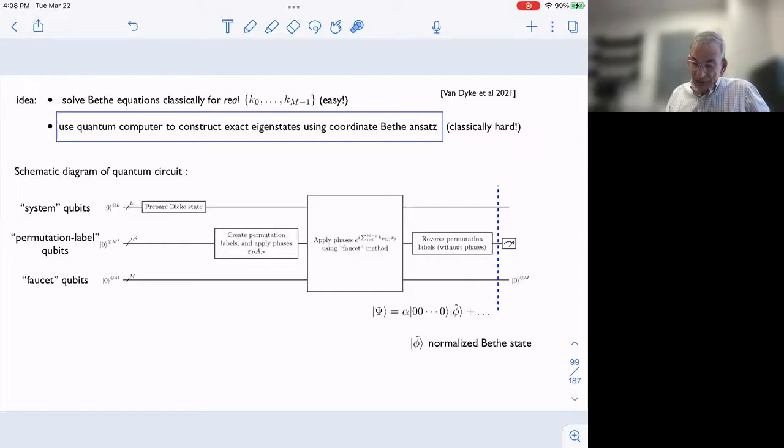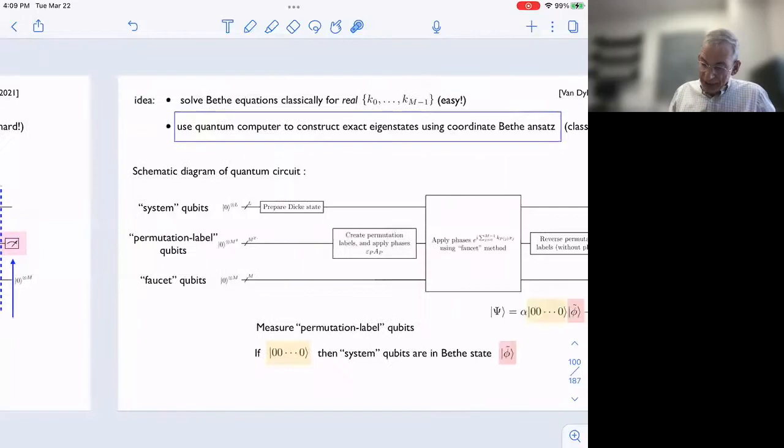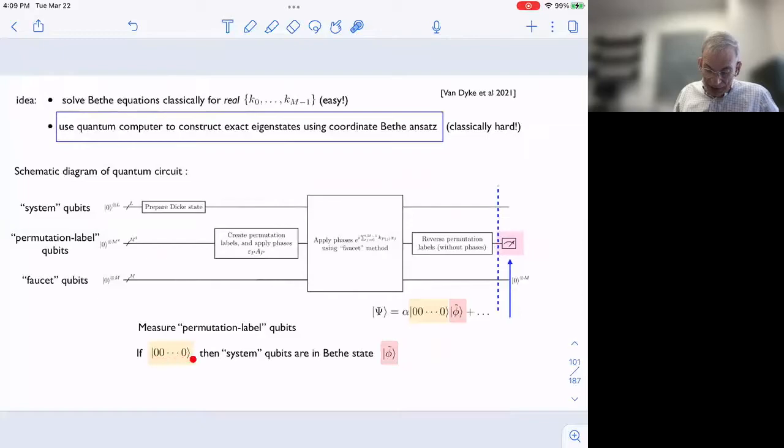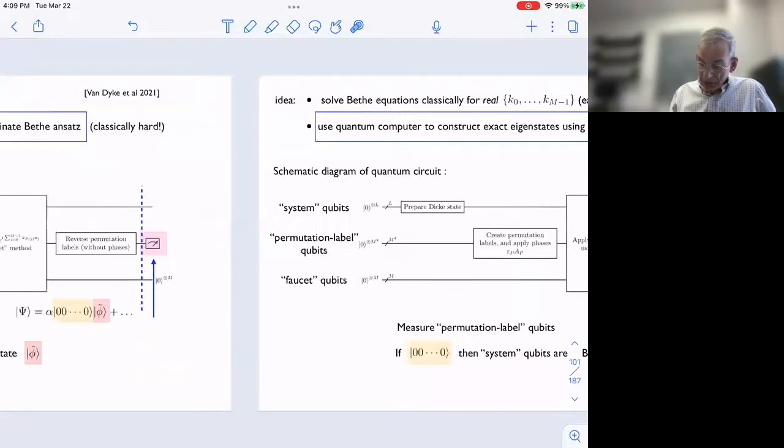And so the last step is to measure. I should have said that already after you apply this step, the faucet qubits are already back into their initial state. They're all in the zero state, but the permutation label qubits are not. So you measure those, and after you measure the permutation label qubits, if all of them are in the zero state, then you know that the system qubits, these guys here, must be in the state phi. Okay, and so we've succeeded. At this point, we have success and we're happy.